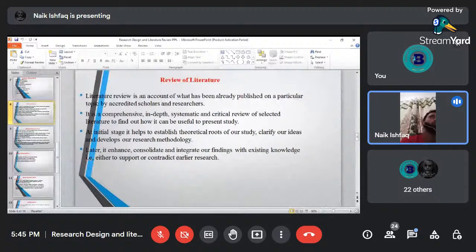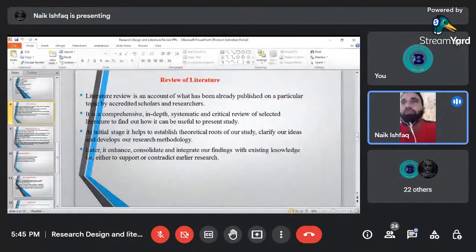And later on it has consulting degree or existing knowledge. When we complete our research, we have the results, we have the content, we have findings, and this literature review helps us to integrate our findings with the previous knowledge, with the existing literature.